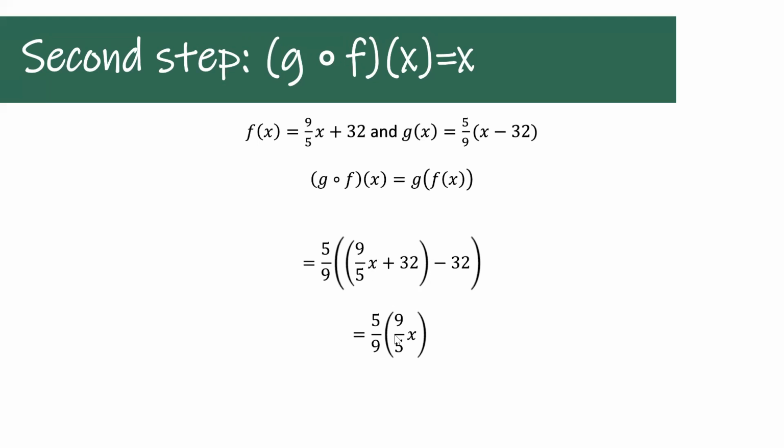So now we're left with 5/9 times 9/5 x. Again, with the reciprocals, those cancel out, and we're left with just x. So indeed, g of f of x also equals x. So we found that f of g of x is the same thing as g of f of x, which both equal x. So indeed, they are inverses.